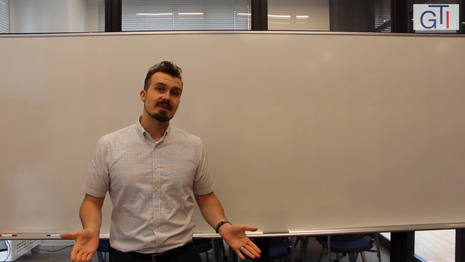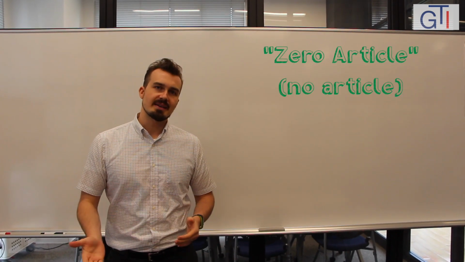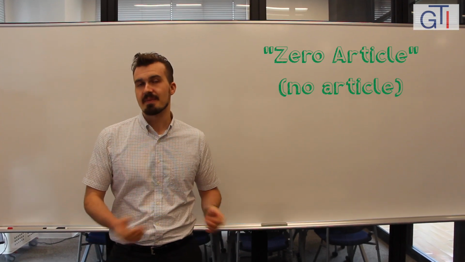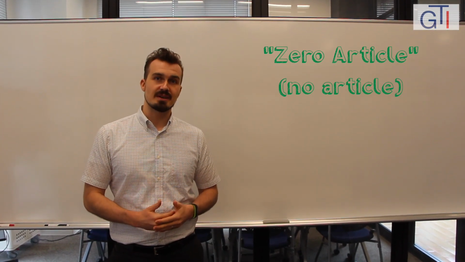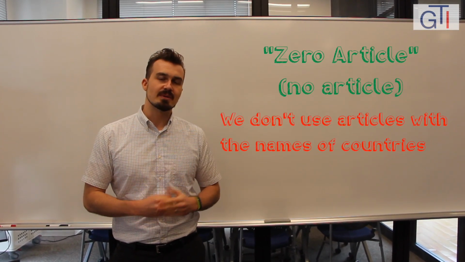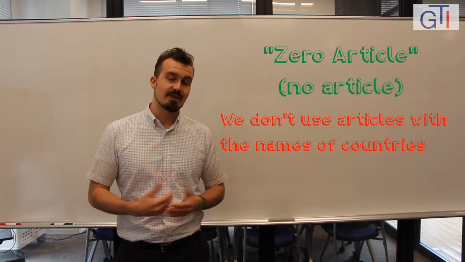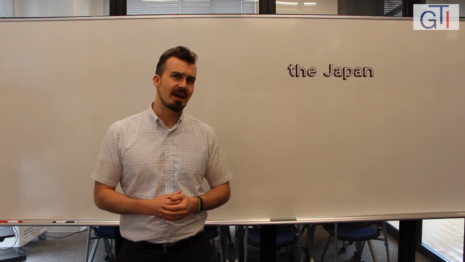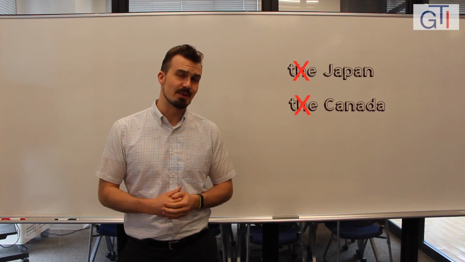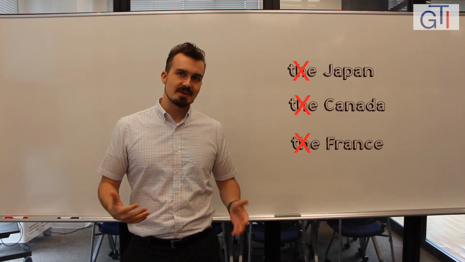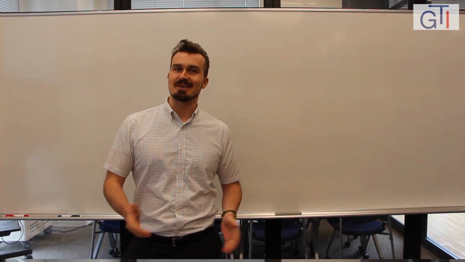Today let's start with the zero article. Last time we talked about how we don't use articles with names. The same is true when it comes to countries. For example, you would just say Japan, Canada, and France. Not the Japan, not the Canada, or the France. There are some exceptions though, but we'll talk about those later.